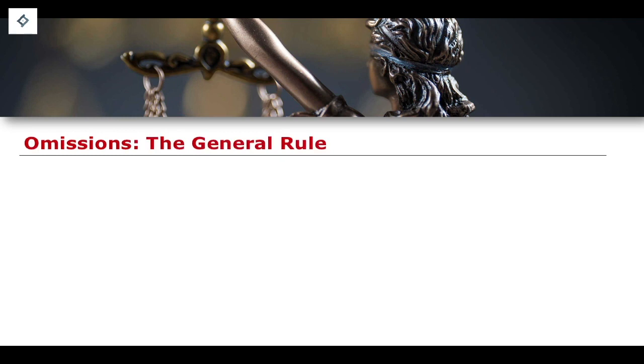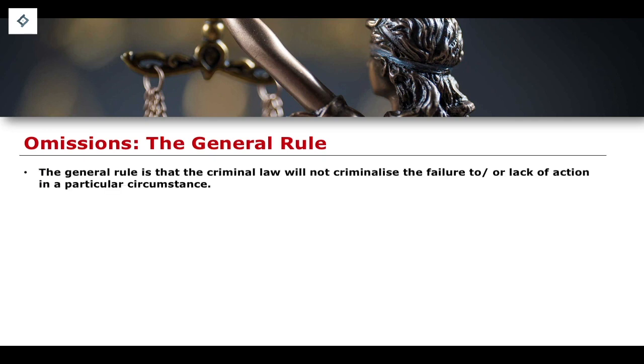So we already know what an omission is. Now let's think about the general rule for how omissions can be applied, or at least the examination of an omission, which would be, as applied, to create or negate criminal liability. So the general rule is that the criminal law does not criminalize the failure to act, or the lack of an action, in a particular circumstance.